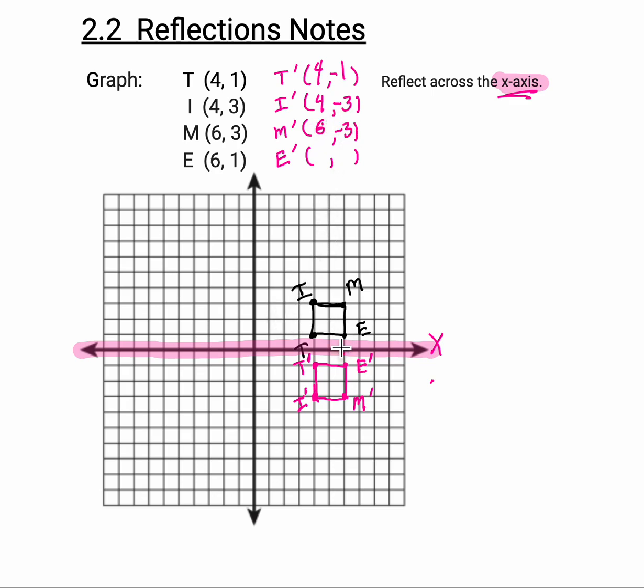And E is 6, -1. Now, there is a rule for this. If you notice the change from the original in black to the pink or colorful one, the colored pencil one, there is a rule. But if you are starting in a different quadrant and you reflect across a different one, the rule is a little bit different. So that's why I like to really use that highlighter.